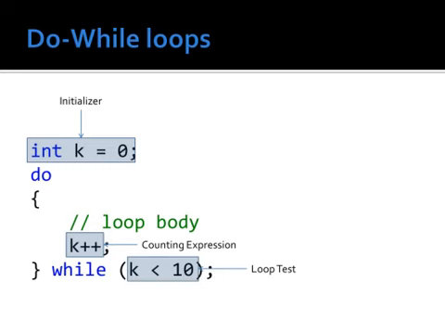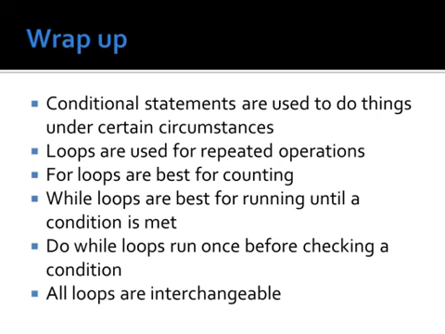So what have we discussed? Conditional statements are used to do things under certain circumstances. This is so we could have branching logic and our programs will not do the exact same thing every time.